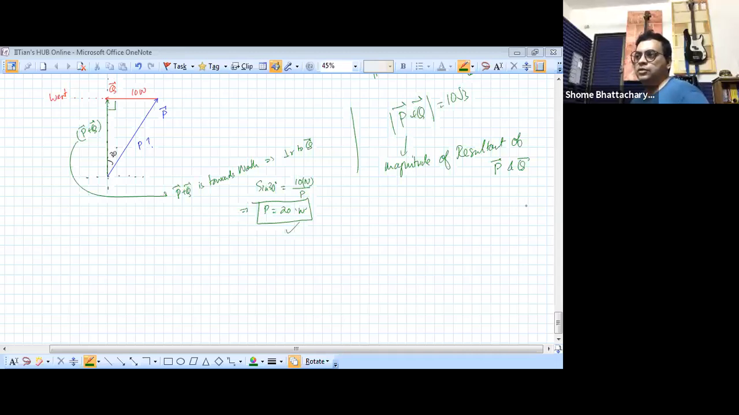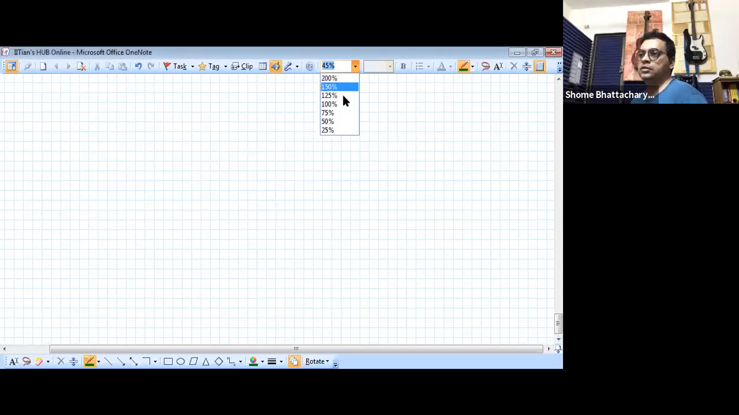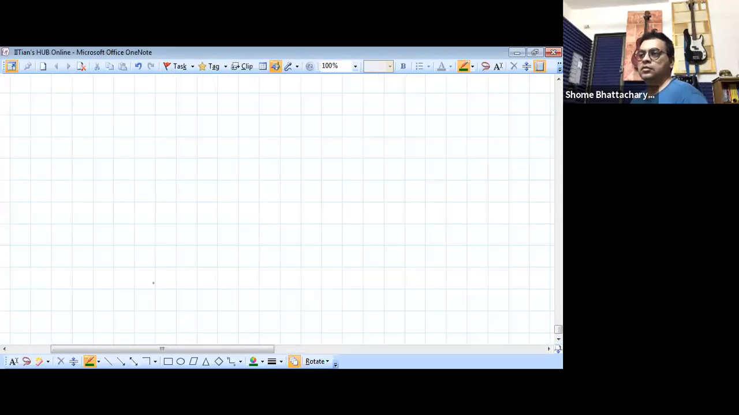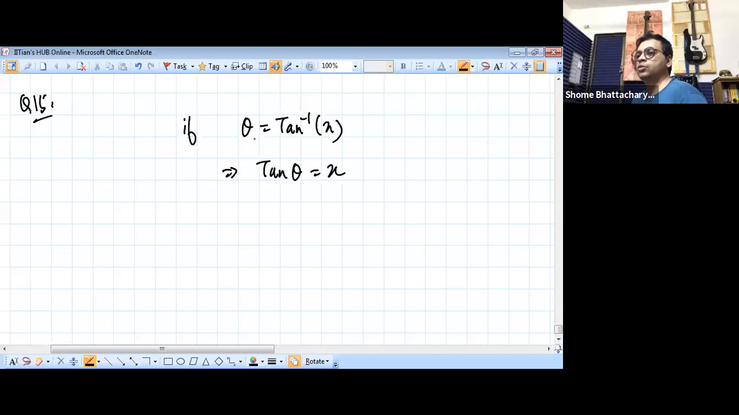Right, so let's understand the concept of inverse. What does inverse function mean? Before we get into the full details of question 15, let's understand the meaning of this term. If I say theta is equal to tan inverse of some value x, what this means is that tan theta is equal to x. This is what it means. So this statement implies this statement.